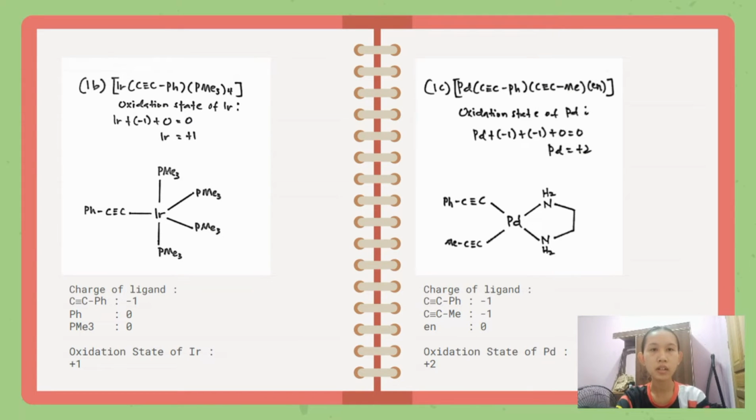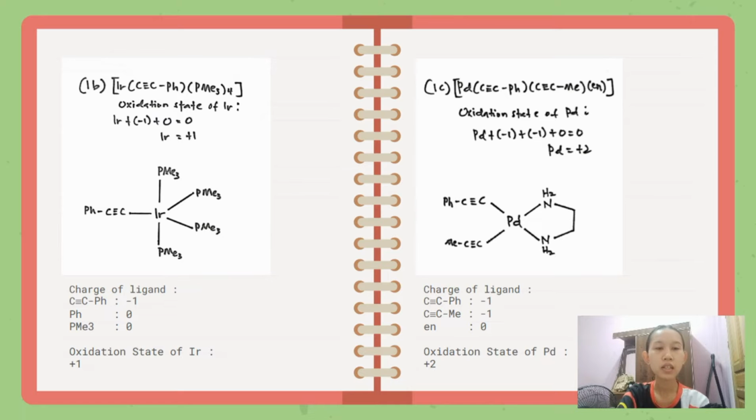For question 1B, the complex structure is trigonal bipyramidal because it has 5 ligands attached to the central iridium. The oxidation state of Ir is +1 because there is only a negative 1 charge from the ligand attached with the Ph, while PMe3 has 0, so 4 times 0 for 4 PMe3 is 0. That's why Ir plus negative 1 plus 0 equals 0, and we get Ir equal to +1.